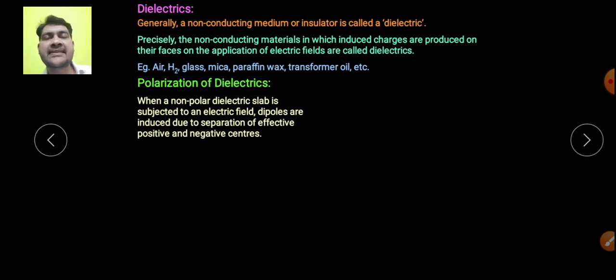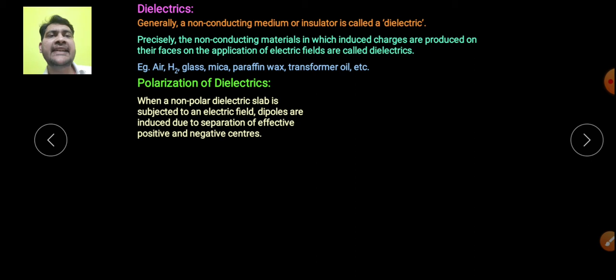Means those substances which are actually non-conducting, actually they are insulators, but when placed in external electric field, then the redistribution of charges takes place and that substance obtains some electric dipole moment. Those substances are known as dielectrics. Examples are air, hydrogen gas, glass, mica, paraffin wax, transformer oil, etc.